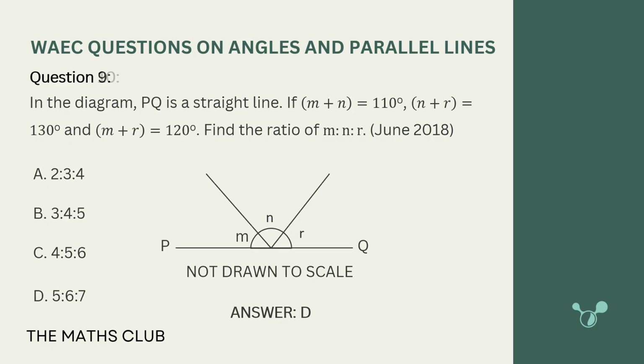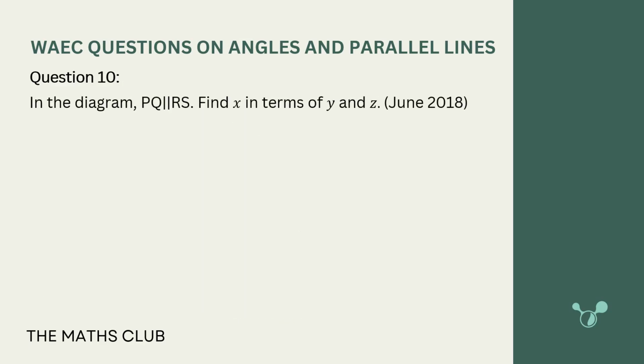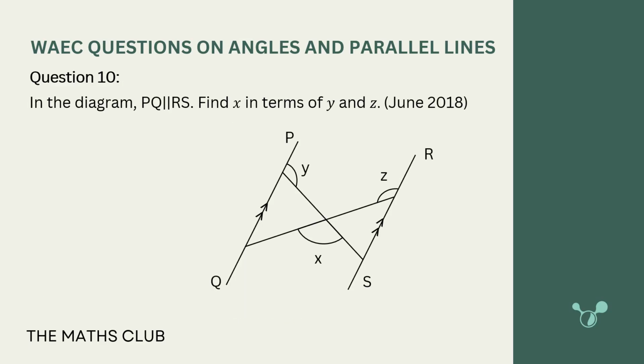Great. Question 10 says that in the diagram, PQ is parallel to RS. So this PQ is parallel to RS. We should find X in terms of Y and Z. Pause the video and try this question from June 2018.